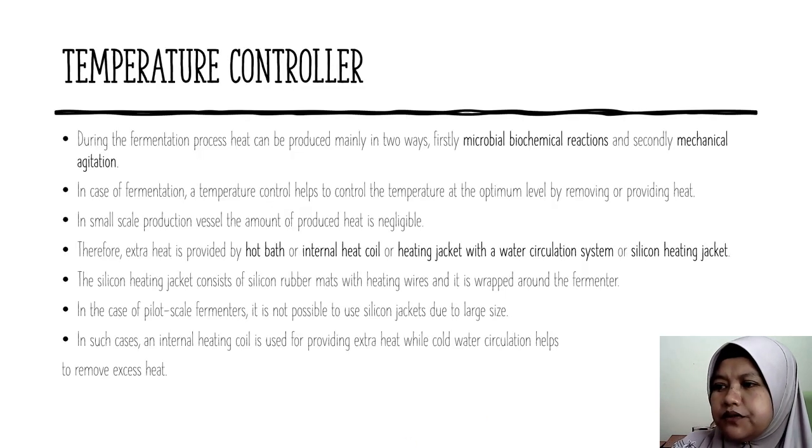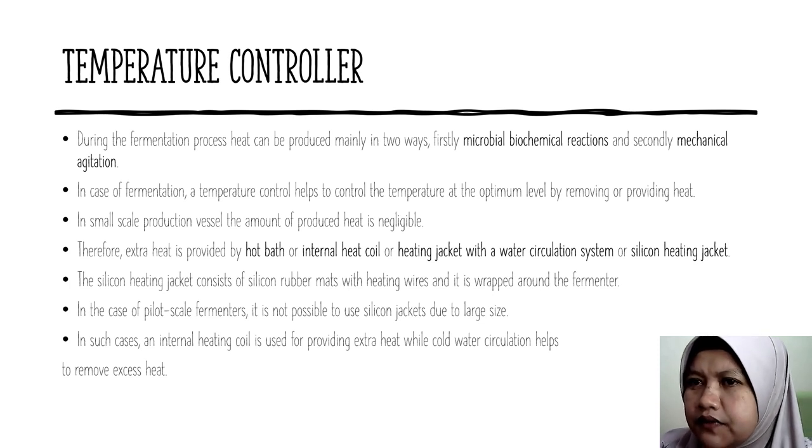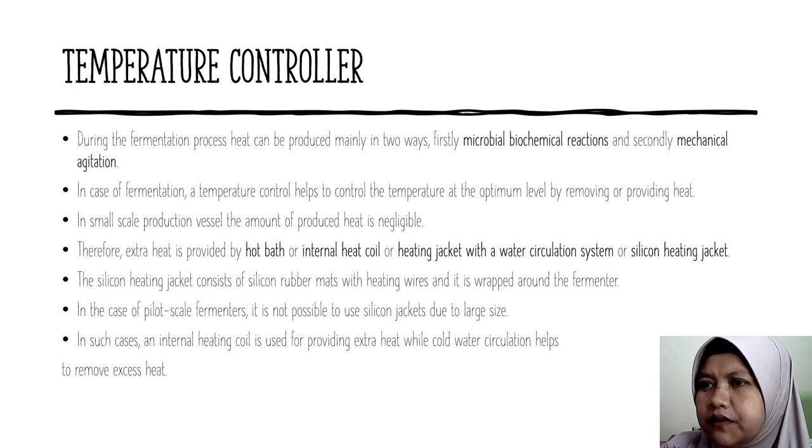Right, temperature controller. During the fermentation process, heat can be produced in mainly two ways. Firstly, microbial biochemical reactions, and secondly, mechanical agitation. In the case of fermentation, temperature control helps to control the temperature at the optimal level by removing or providing the heat. In small-scale production vessels, the amount of produced heat is negligible.